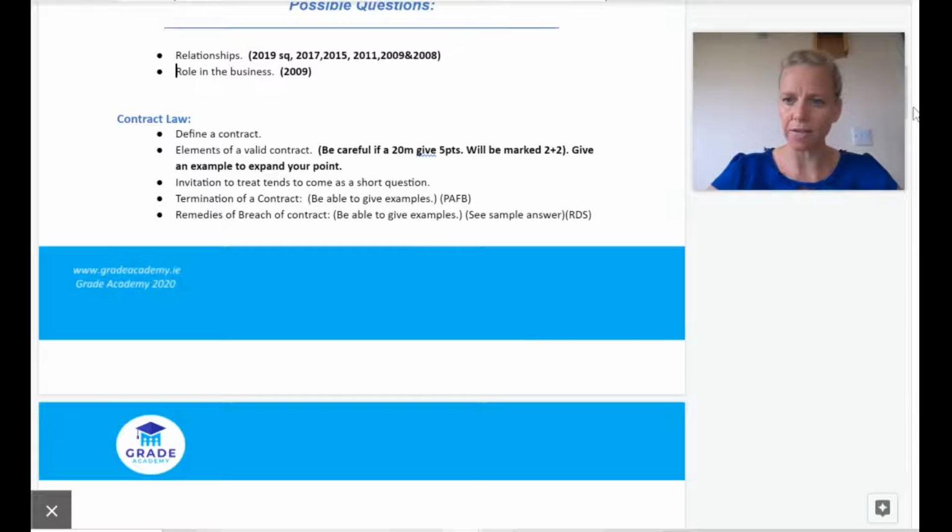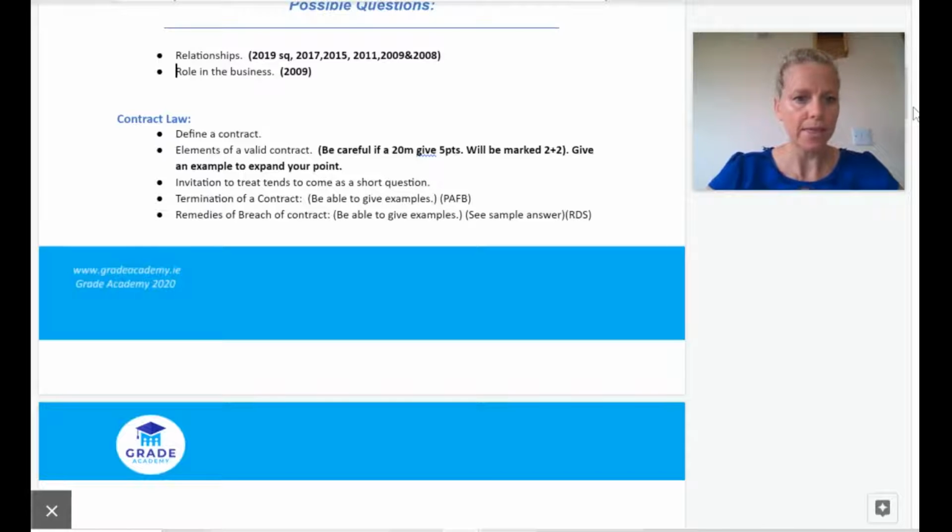So if that is the case, give 5 points and it'll be marked 2 plus 2. So the next one then is an invitation to treat, which tends to come up as a short question. Make sure that you can define what an invitation to treat is. So you can give your example, like a price tag isn't a binding offer. A price tag is only for you to initiate you making an offer.